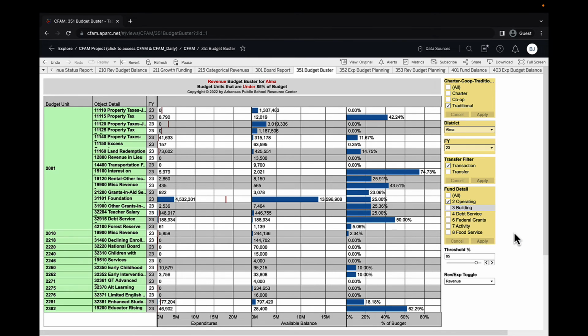This is sheet number 351, Budget Buster. It has a lot of capability and can be a very handy worksheet throughout the school year.